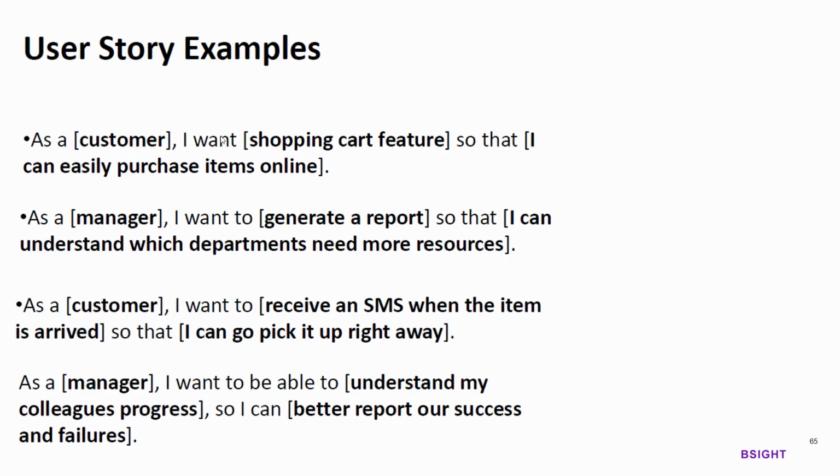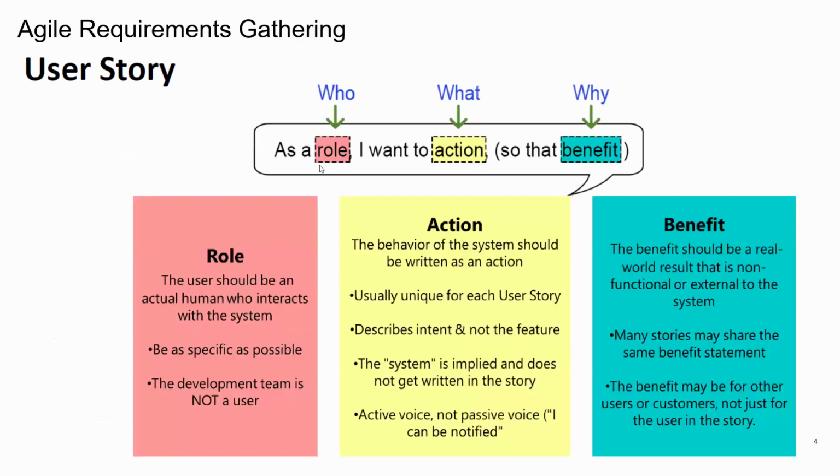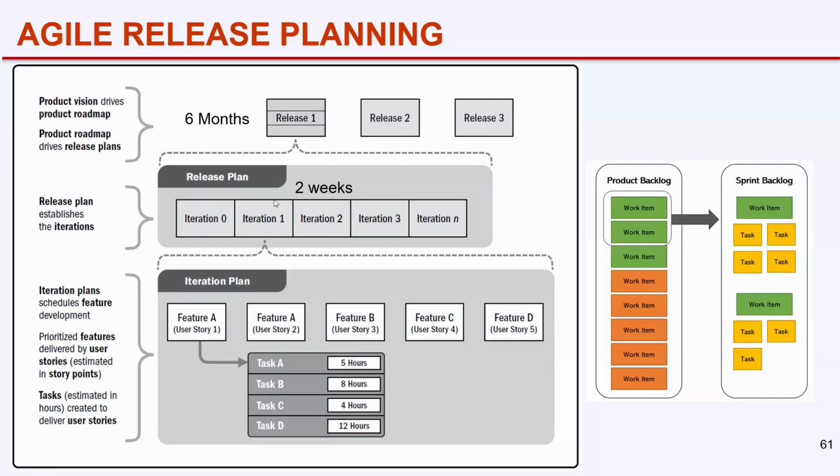As a customer, I want shopping cart feature so that I can easily purchase items online. As a manager, I want to generate report from this tool so that I can understand which department need more resources and so on. So this is a format as we discussed. As a role, I want to have this action so I can get that particular benefit. Okay, that's a high level overview about agile release planning.